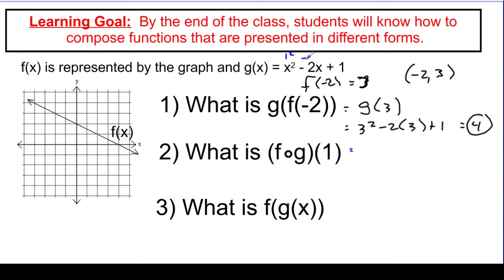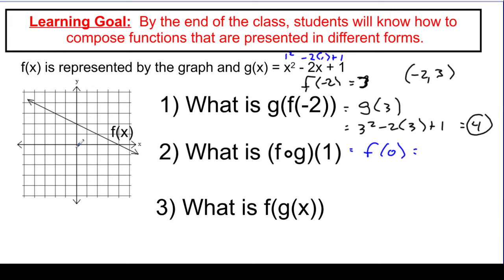So that's 1 squared minus 2 times 1 plus 1. Well, that's 1 minus 2. Well, that's negative 1. Negative 1 plus 1 is 0. So I'm asking you to take the 0 that came out of g of 1 and plug that into f. So what I'm really asking for is f of 0. So took 1, plugged it into g, a 0 came out. I'm going to plug that into f. Let's find out what f of 0 is.